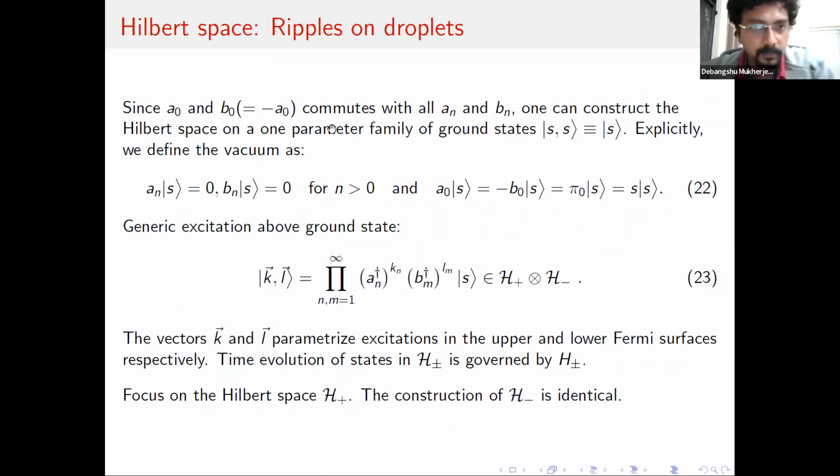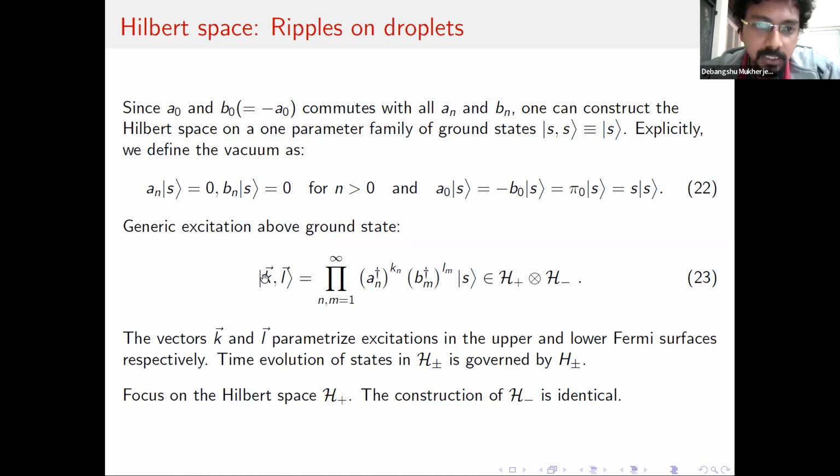So as I was saying, now we start our construction of the Hilbert space, and we can label it with a one-parameter family of ground states, because my A0 and B0 modes were commuting with everything else, and this is how I define my vacuum. All higher n greater than 0 modes annihilate my vacuum, and my zero mode gives me S as eigenvalue. A generic excitation about the ground state would be a bunch of A daggers and B daggers hitting on this S, a state in this tensor product Hilbert space.